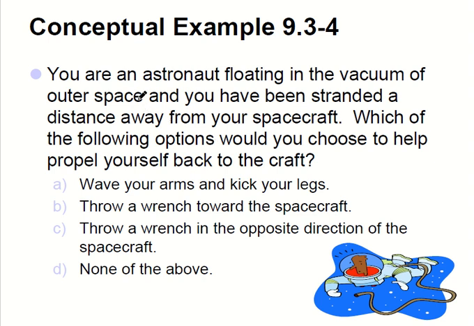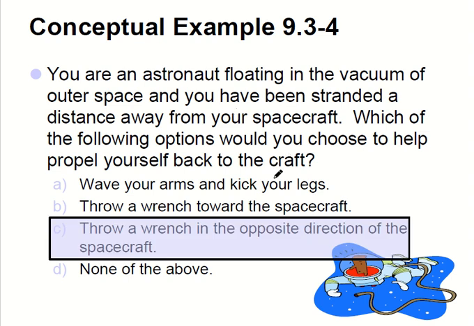So you are an astronaut, floating in the vacuum of outer space, and you have been stranded a distance away from your spacecraft. Which of the following options would you choose to help propel yourself back to the craft? This is a very fun question for you to understand how space works.